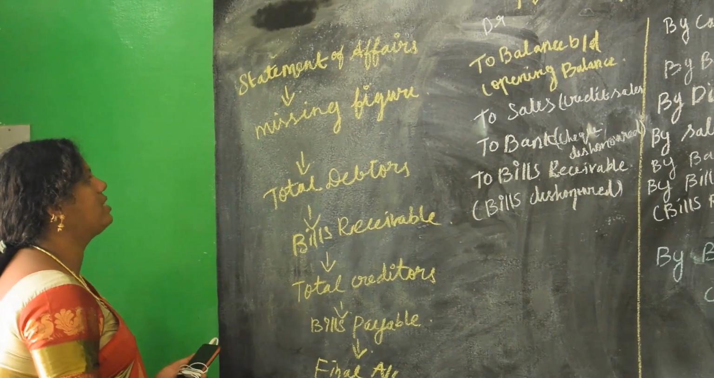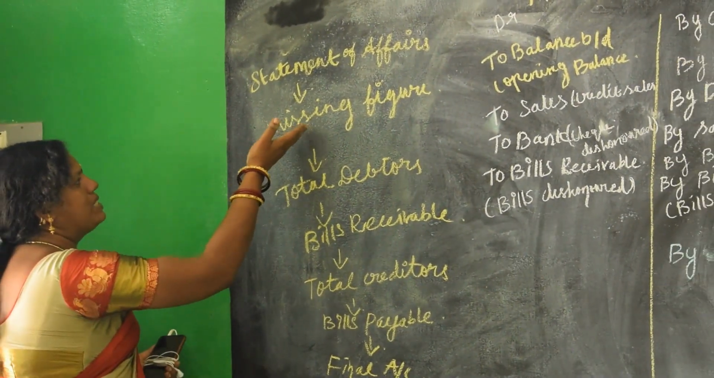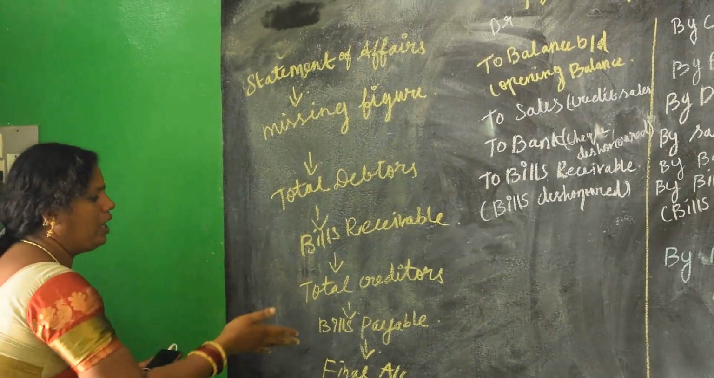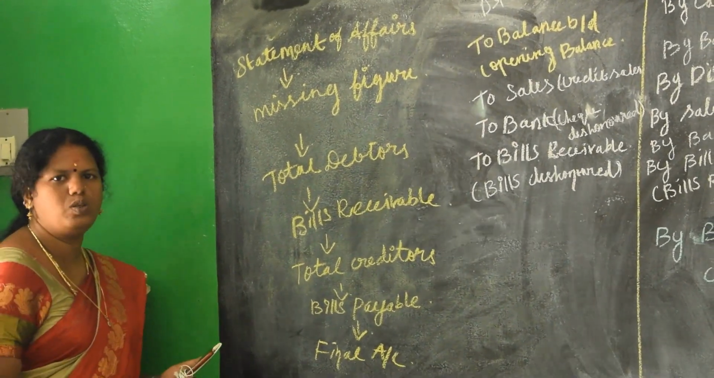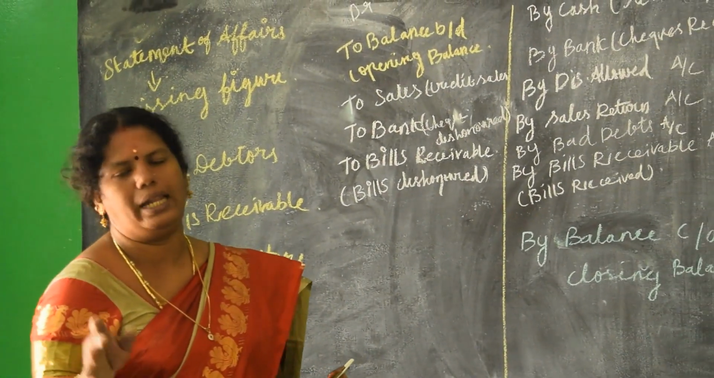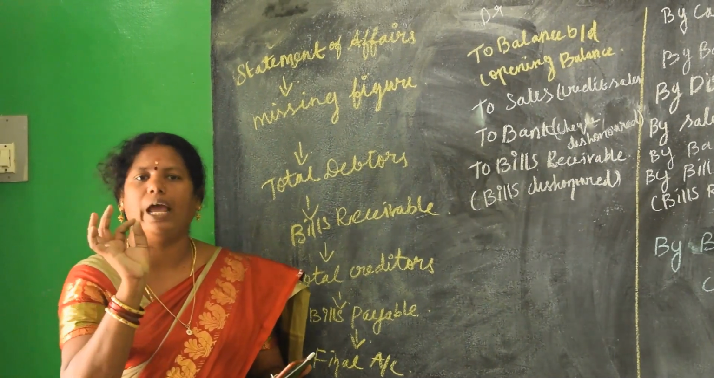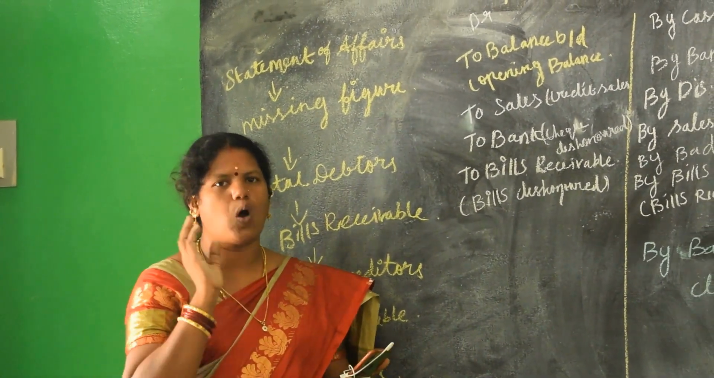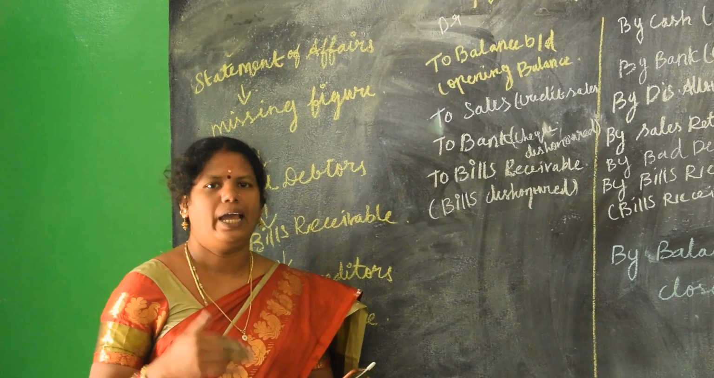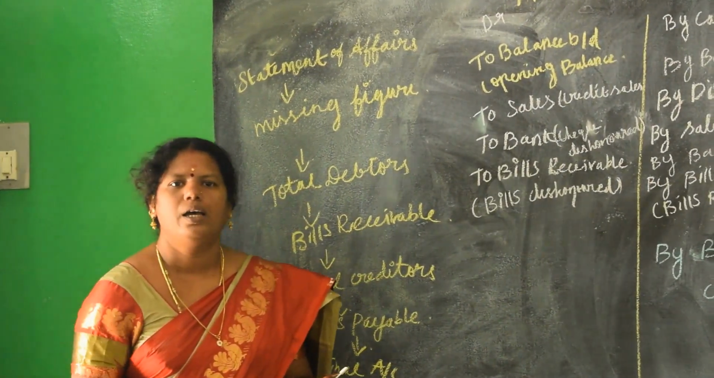Yes, the next item, missing figure. Why are we finding out the missing figures? To find out the final account. In the final account, we deal with 3 divisions: the trading account, profit and loss account, and the balance sheet. In the trading account, what is the first and foremost item that we will enter? Yes, to opening stock on the debit side, to purchases. On the credit side, you write by sales and closing stock.